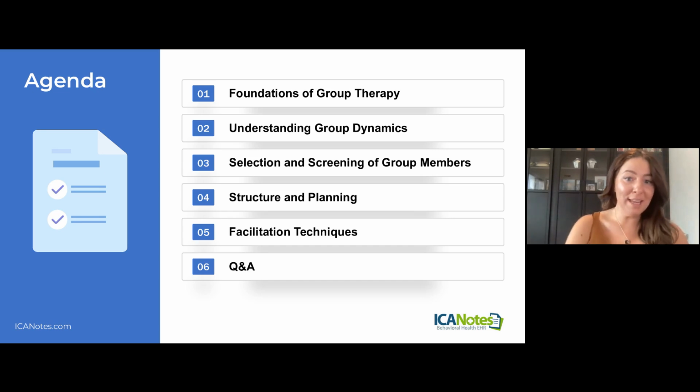Then structure and planning. We're going to give a sample outline of what a typical therapy group session can look like. And then I'll give you some facilitation techniques to really help you along the way. We'll then have our presentation from Sanjeev, and then we'll have questions, so I can review all the questions while he's presenting and get to as many as possible. We do have a lot of content to get through, so I'm going to go.